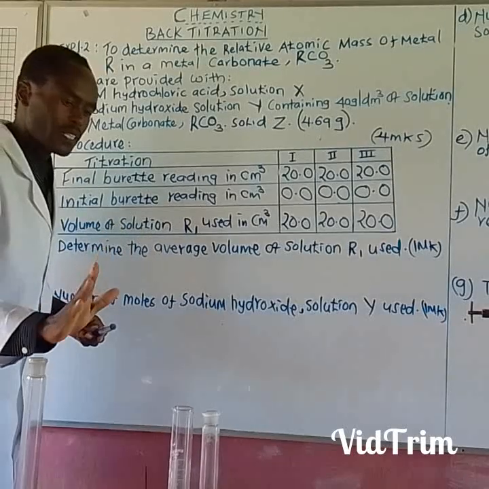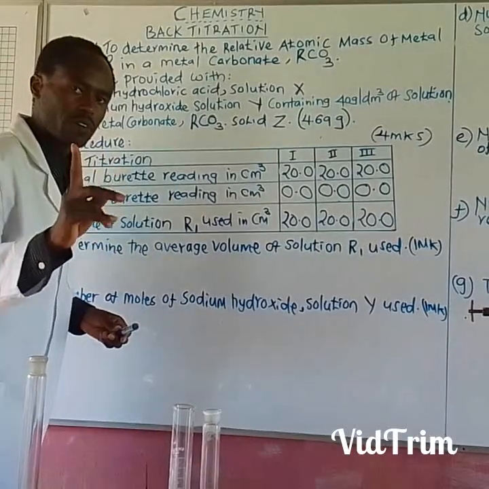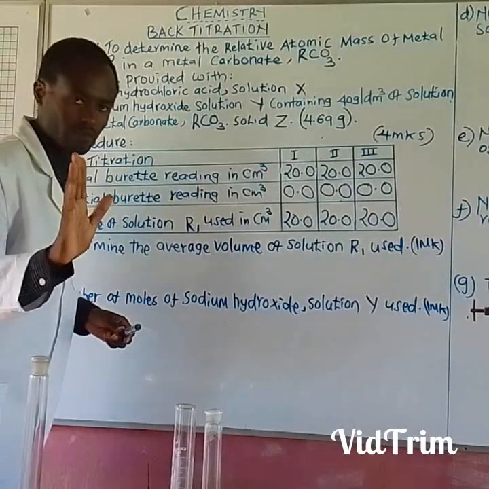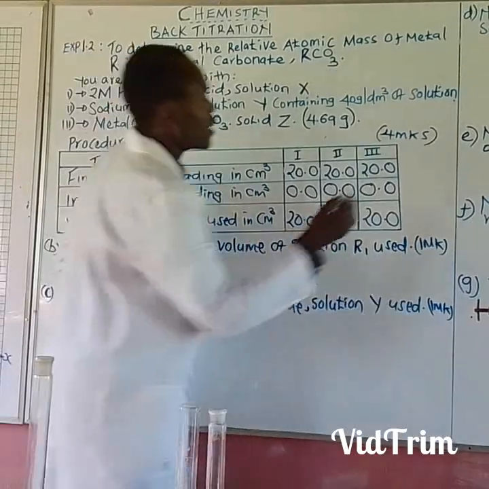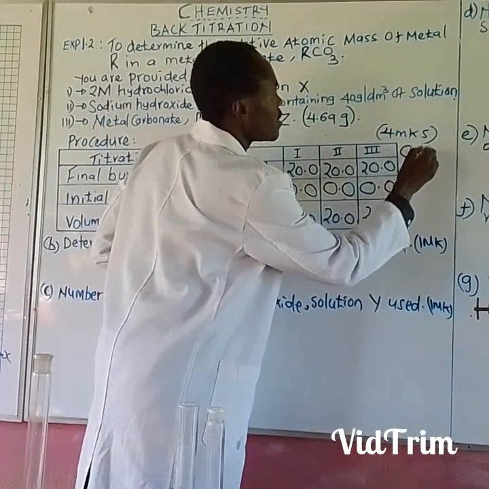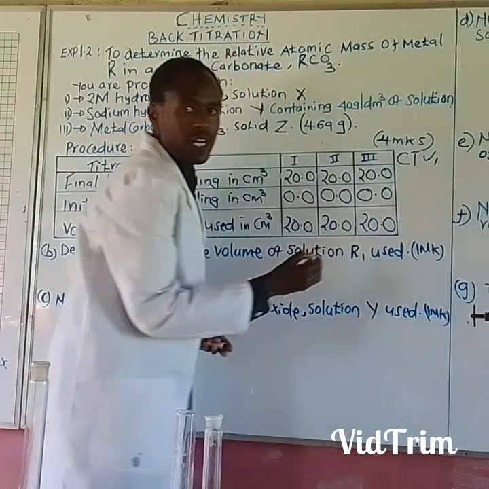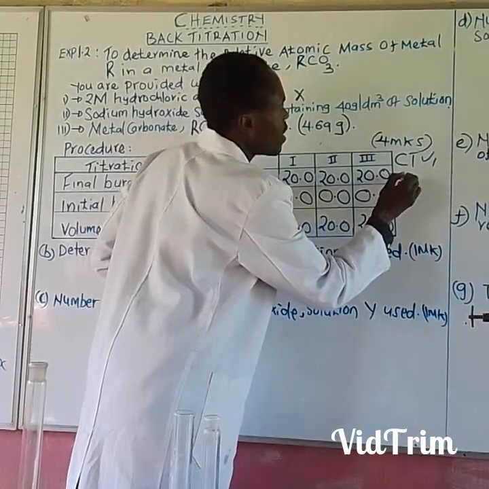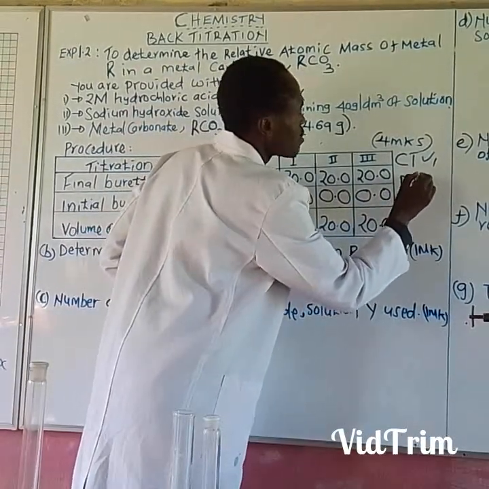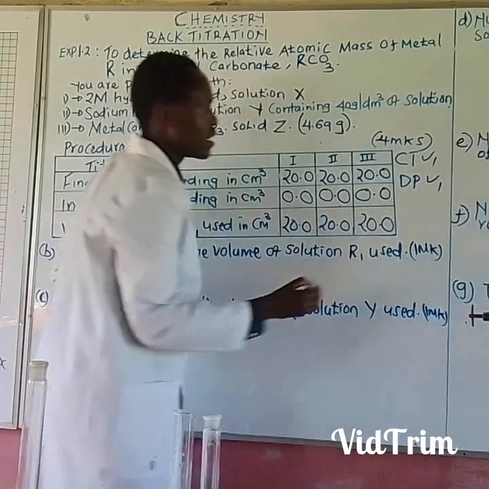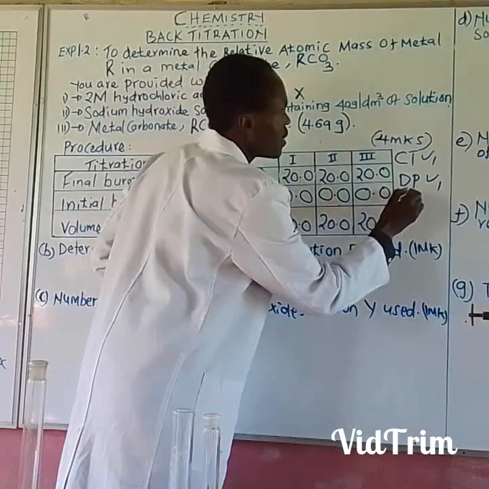Then after completing the table, we normally look at four important areas. One, complete table. That one with earning one mark. Then we have decimal place. That's another one mark. Then accuracy.